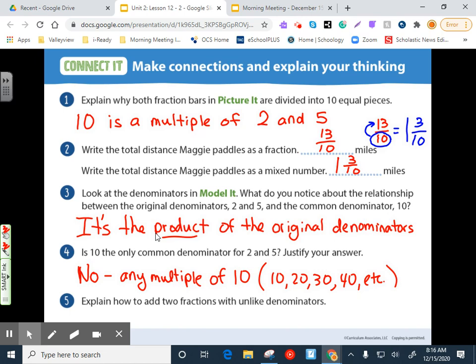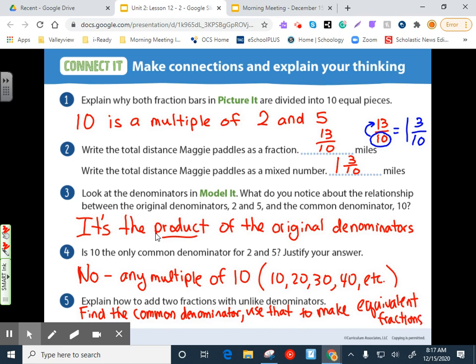Explain how to add two fractions with unlike denominators. Well, you find the common denominator, and use that to make, see if I can fit all this here, equivalent fractions. You should have enough space on yours. Equivalent fractions. There you go. All right.